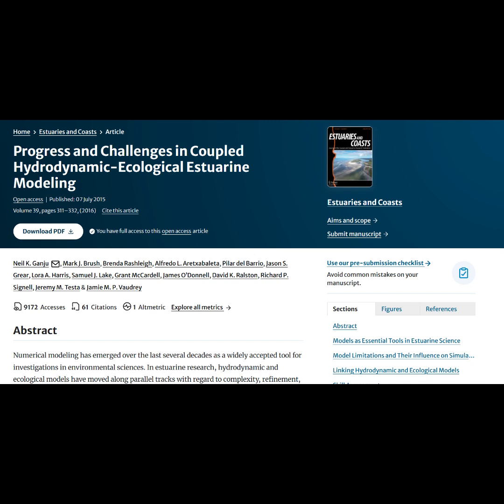This deep dive has given you a taste of the fascinating world of estuarine modeling, a world where science and technology converge to help us understand and protect these irreplaceable ecosystems. If you're eager to dive even deeper, we encourage you to check out the full research paper.